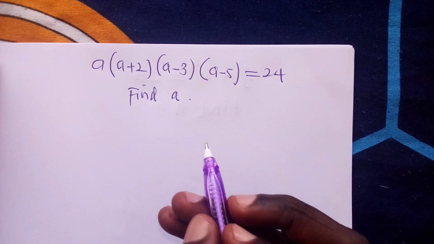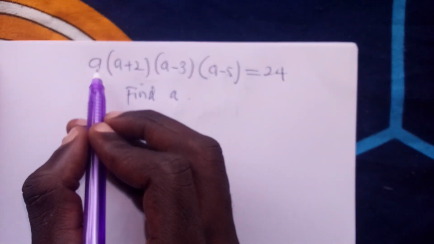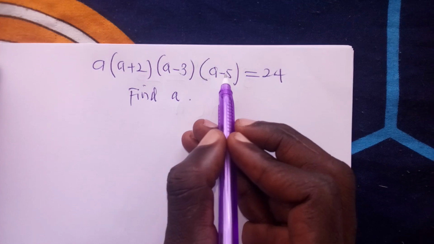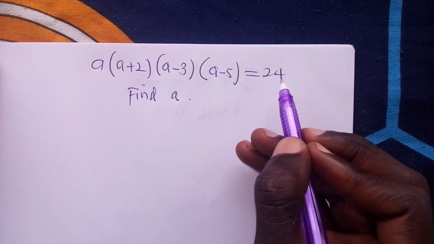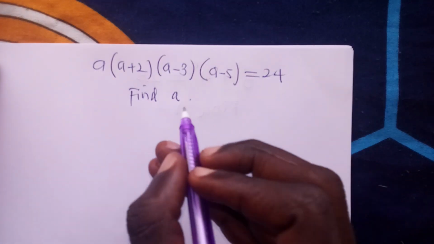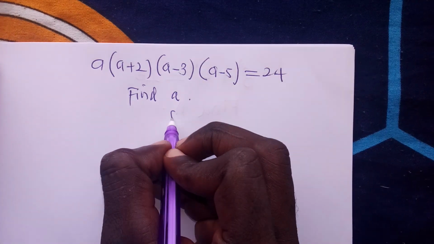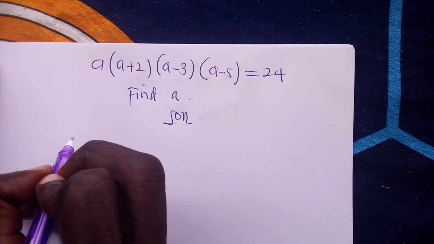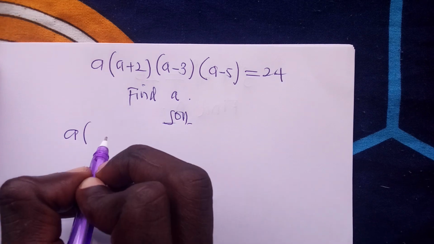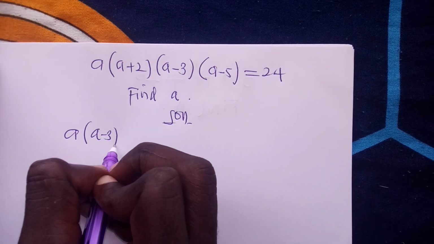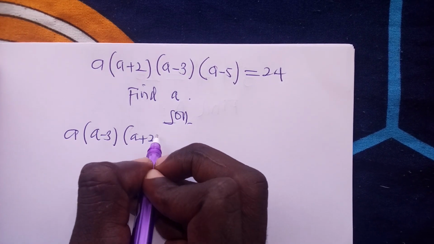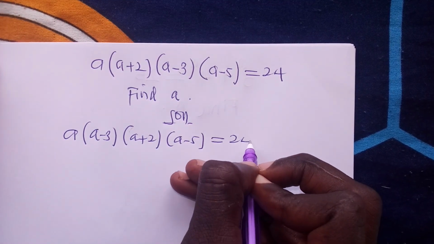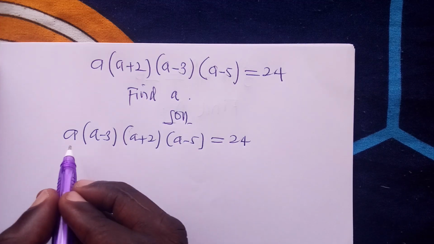Now let's get to the problem that we are given. It reads a into a plus 2 into a minus 3 into a minus 5 equals 24. Now we have to find the value of a. We see solution. Since we are given a into a minus 3 into a plus 2 into a minus 5, everything becomes 24. Then let's multiply.